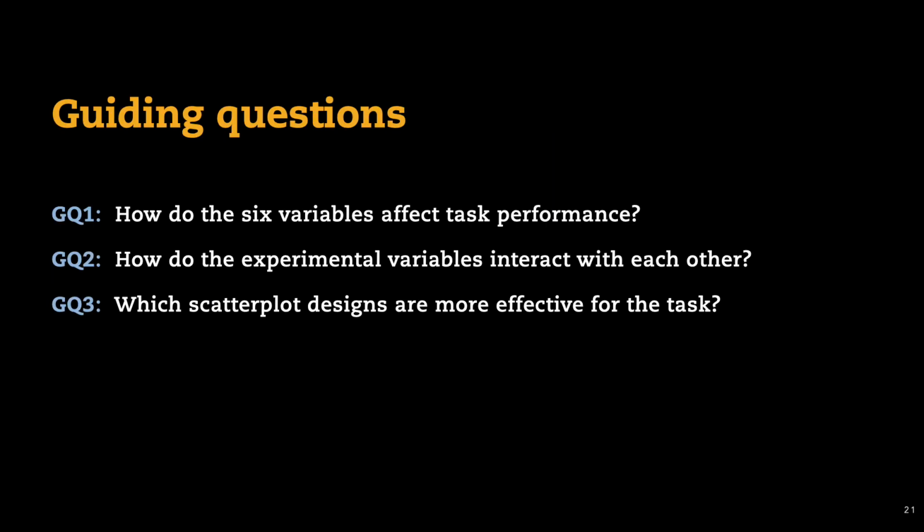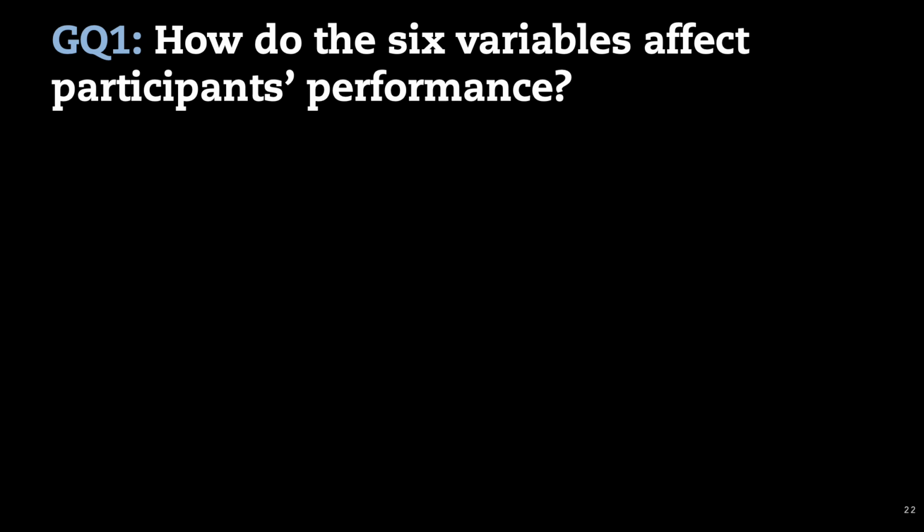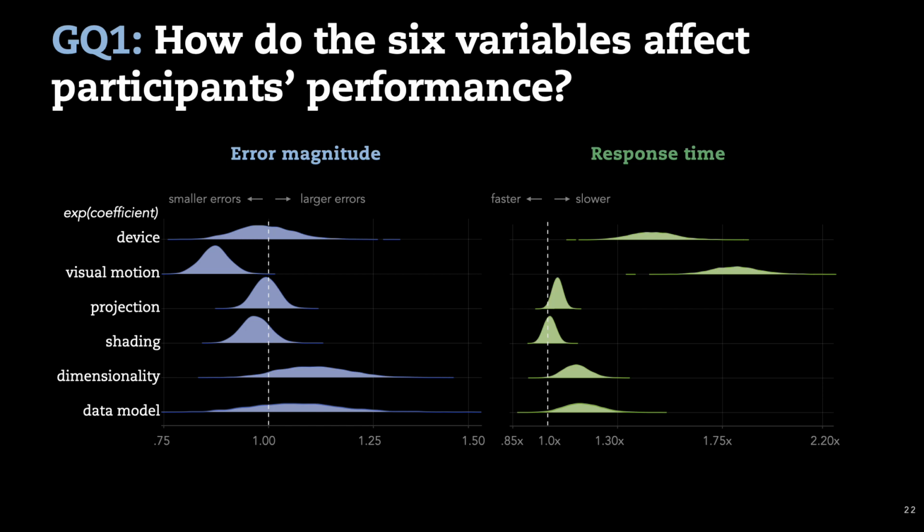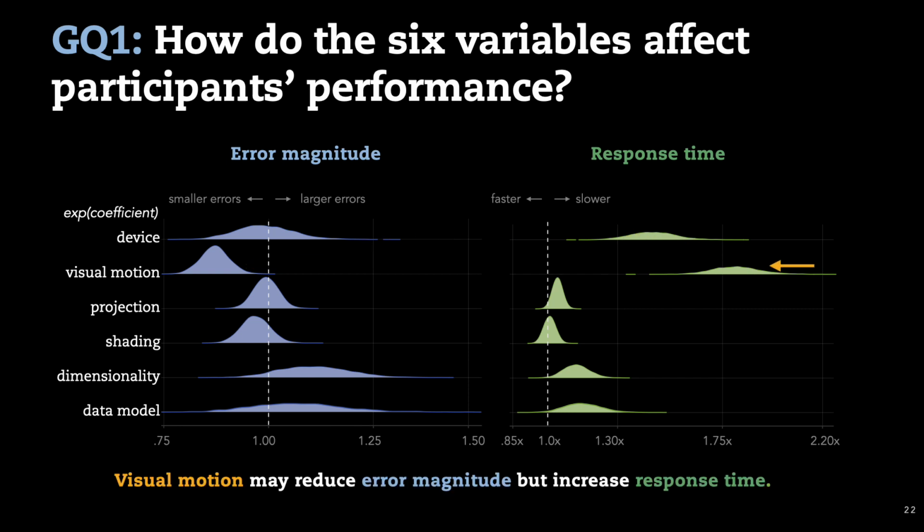To guide our results reporting, we ask 3 different guiding questions. First, since we have 6 different variables, we are curious how each variable affects participants' performance. We extract the posteriors of the fixed effects and then plot the posterior distributions. There are many interesting observations, such as this null effect. However, I want to indicate that visual motion can decrease error magnitude, but also increase response time.